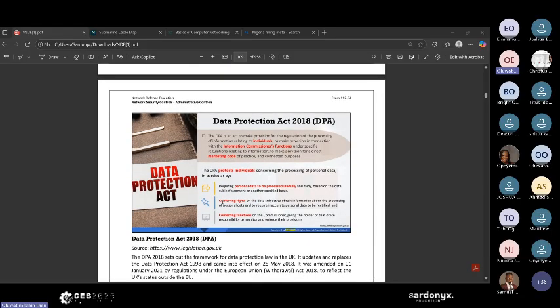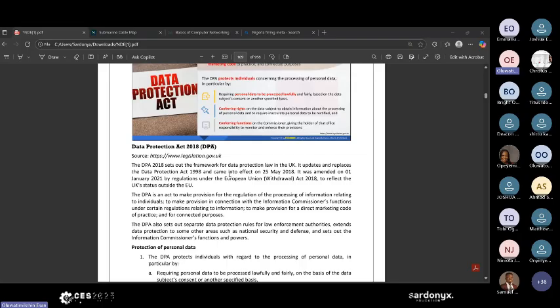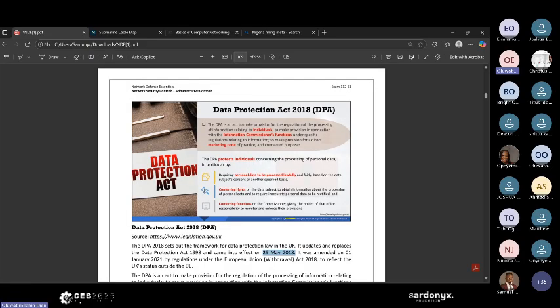We also have the Data Protection Act. This is to make provision for the regulation of the processing of information relating to individuals, and to make provision with information commissioner functions, right, under a lot of marketing code of practice and connected purposes. This was first in 1984, but it took effect again in 2018 during GDPR within the European Union. So the Data Protection Act is also a 2018 act.